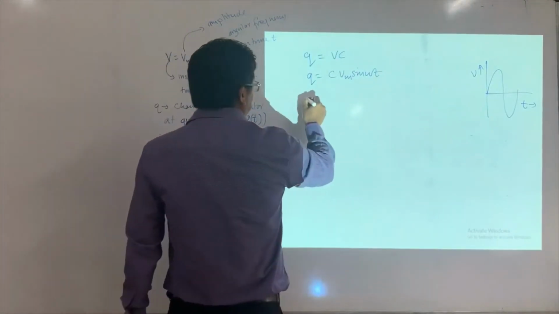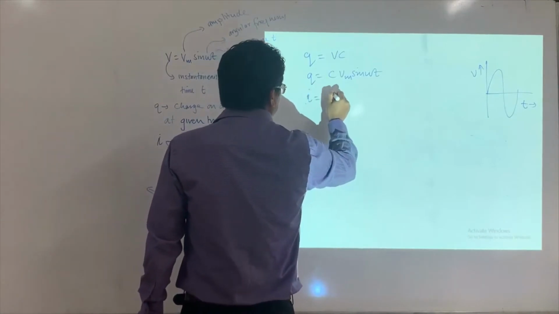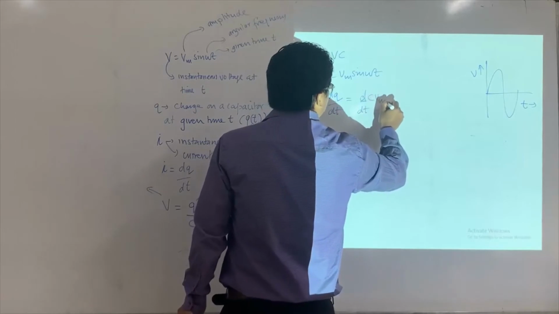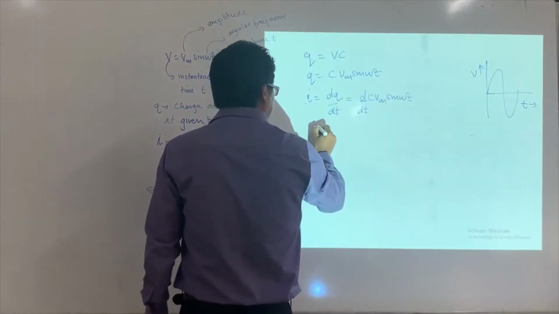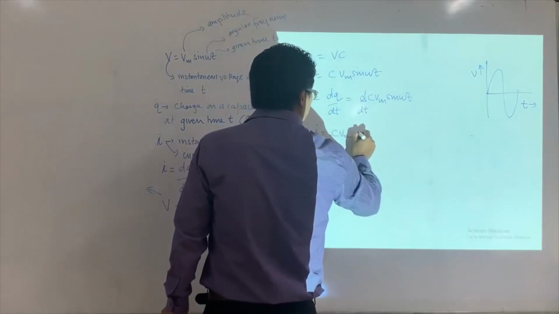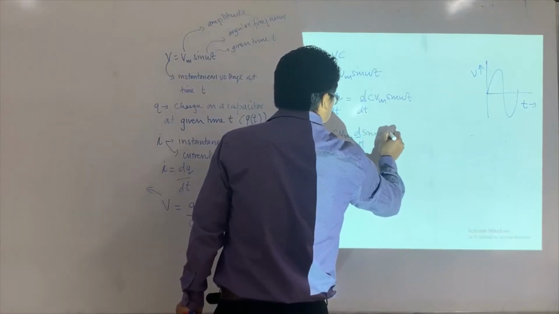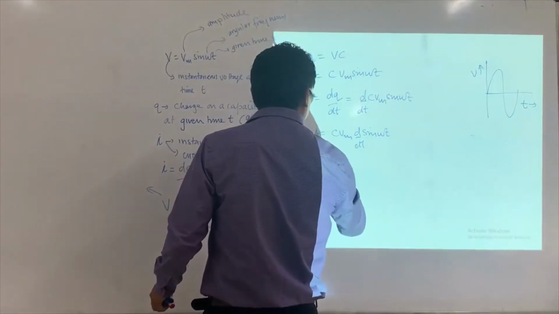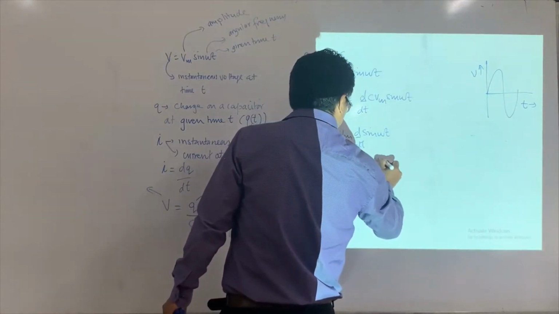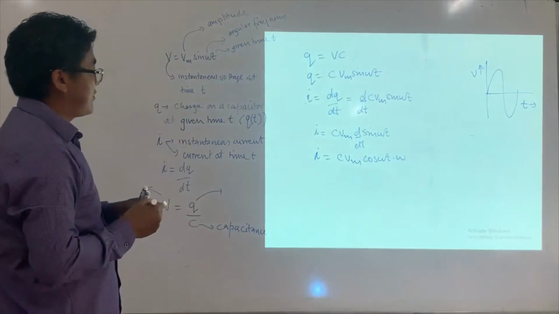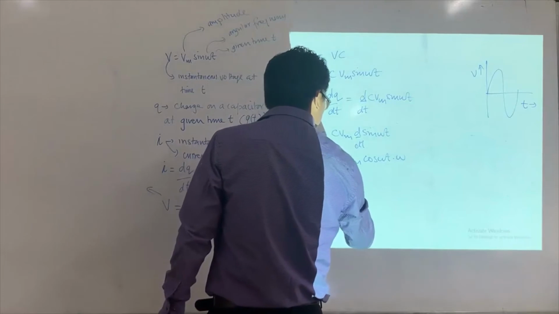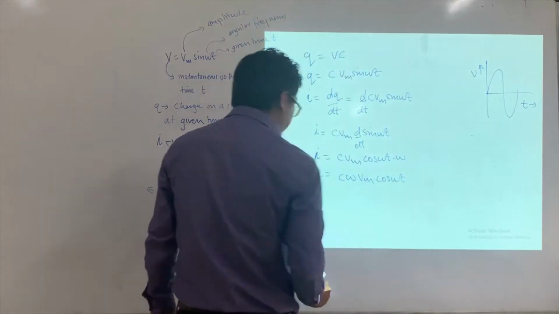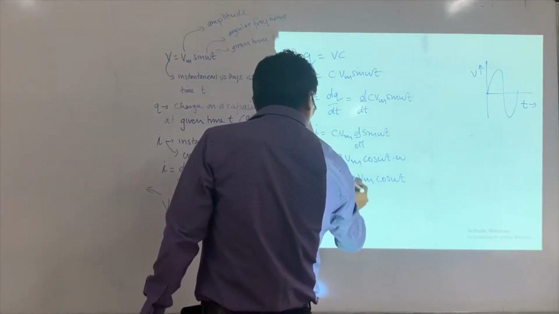What is instantaneous current? Instantaneous current is equal to dq by dt. This is equal to C Vm sin omega t. Everything is constant. I am going to differentiate sin omega t. If I differentiate sin omega t, what we get is C Vm cos omega t multiplied by omega. Therefore, instantaneous current is equal to C omega Vm cos omega t.